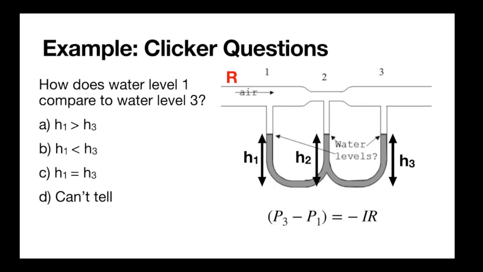We don't have a pump, but we do have dissipation. We have this minus IR term. So we just get our change in pressure is minus IR. So there's a decrease in pressure, right?